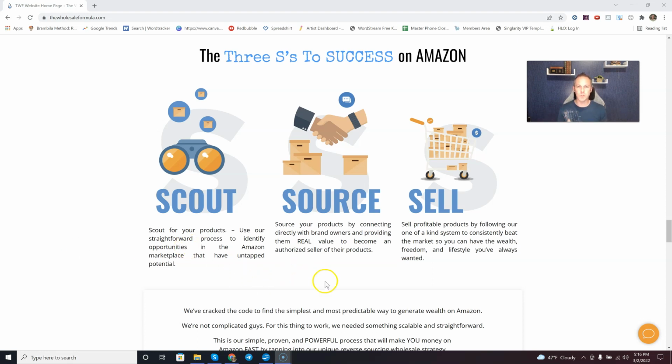Now, the second step is called source. This is really just a fancy term for saying find products that are good and then reach out to the brand owner directly and get a deal where you can be a reseller on Amazon. Now, this is where they're a lot different from other wholesaling type methods. A lot of methods teach you go out, create a bunch of accounts with wholesalers, and then try and scour through hundreds and thousands, if not millions of products to find ones that you could be a reseller for and then hope they have a profit margin.